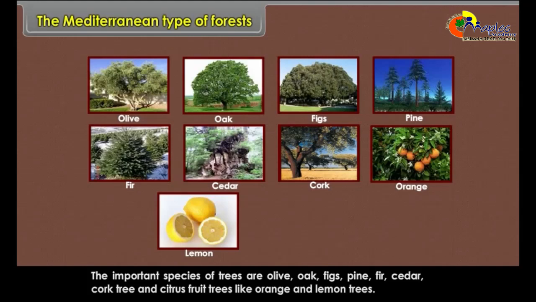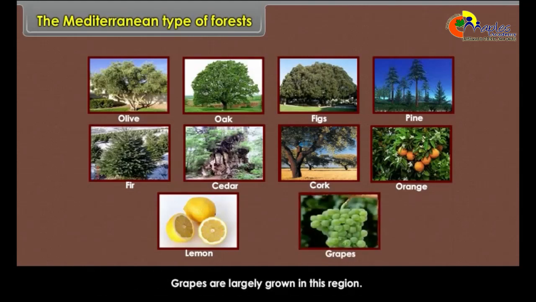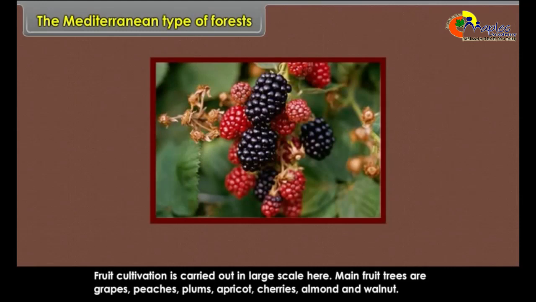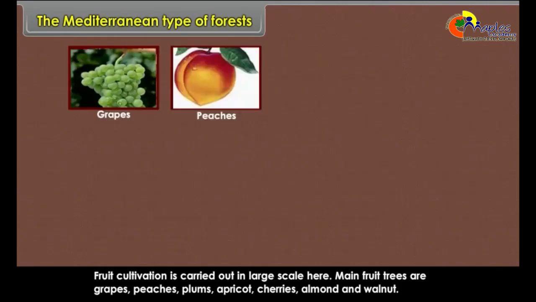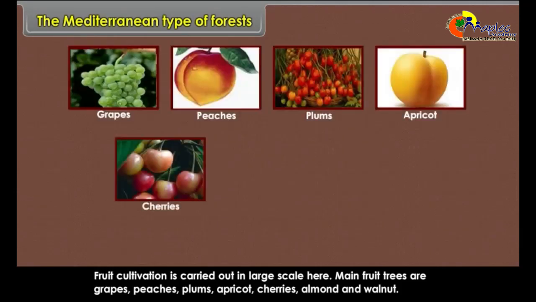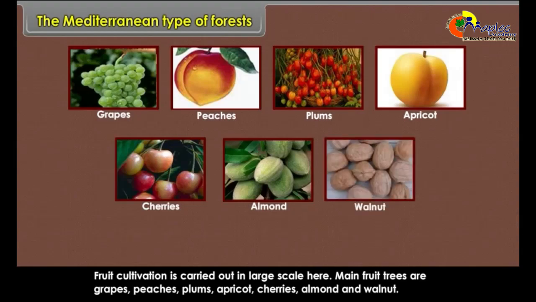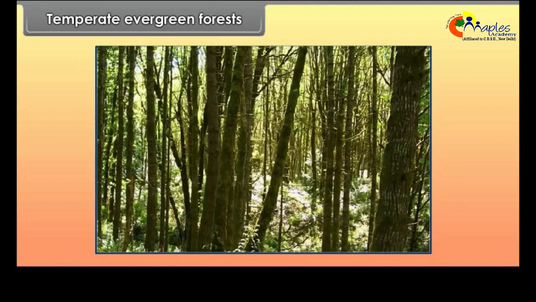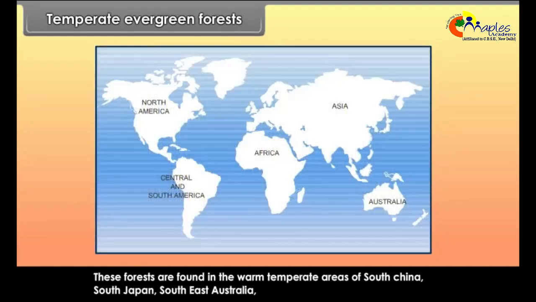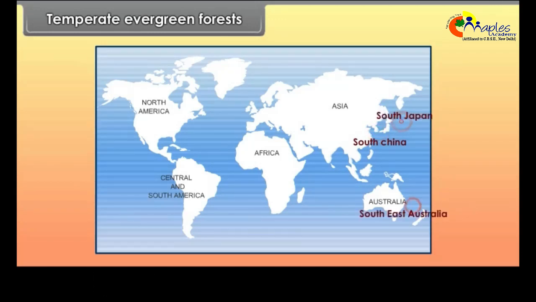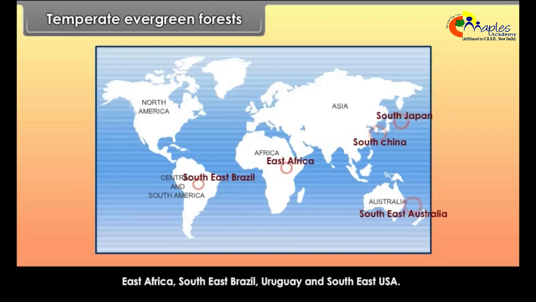Grapes are largely grown in this region. Fruit cultivation is carried out on a large scale here. Main fruit trees are grapes, peaches, plums, apricot, cherries, almond and walnut. Temperate evergreen forests. These forests are found in the warm temperate areas of South China, South Japan, Southeast Australia, East Africa, Southeast Brazil, Uruguay and Southeast USA.